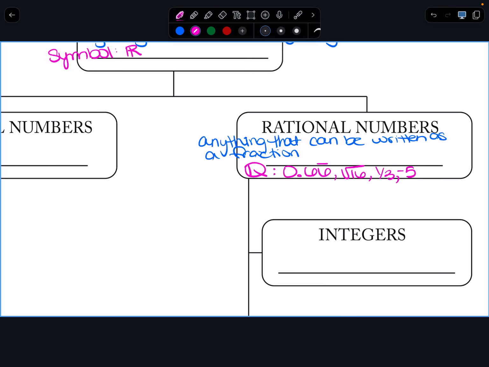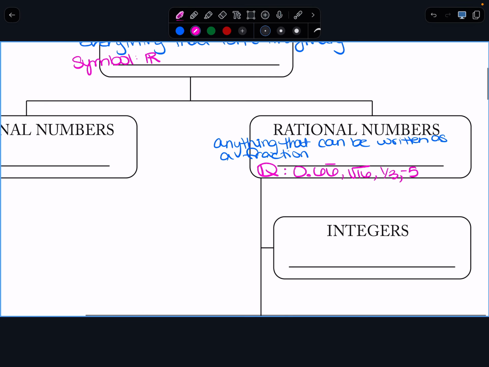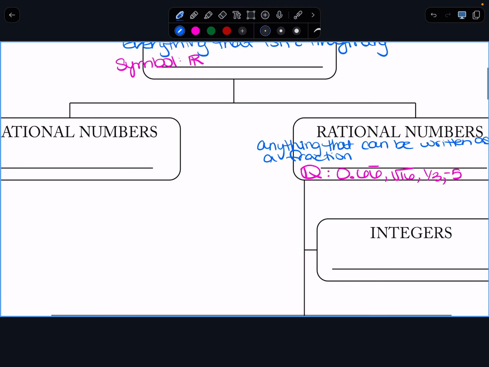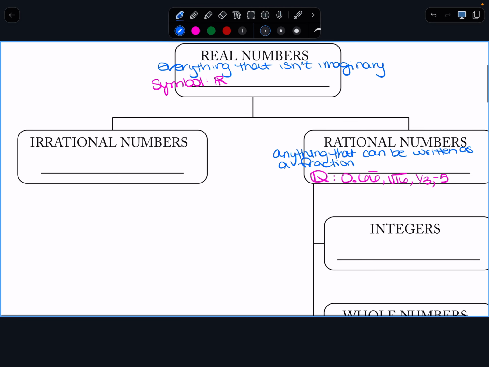Then you have what are called irrational numbers, and those are numbers that cannot be written as a fraction.